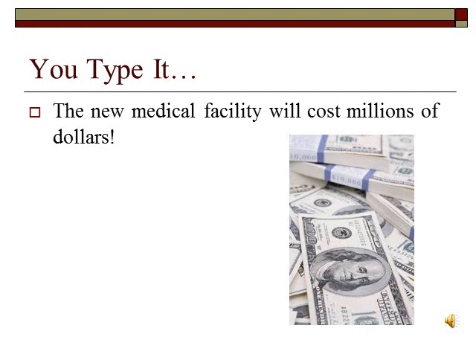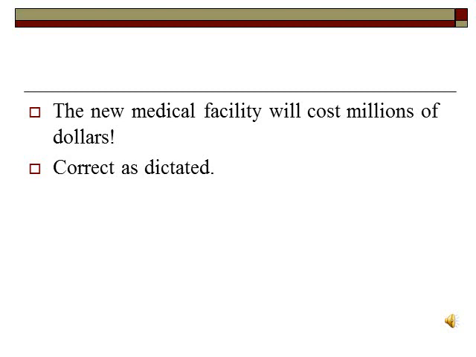Here's our next you-type-it sentence. The new medical facility will cost millions of dollars. How are you going to transcribe that? Go to the next slide and find out. And this sentence is transcribed exactly how it sounds there. Millions, because we don't know exactly how many, we don't have a specific number, we're going to just spell out millions. And no dollar sign here.